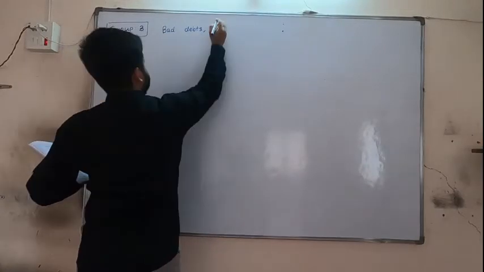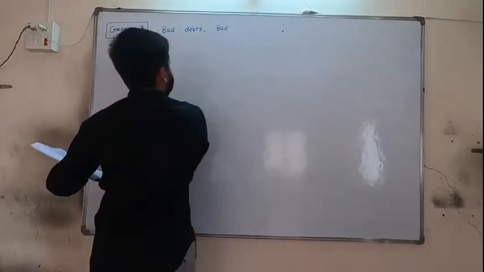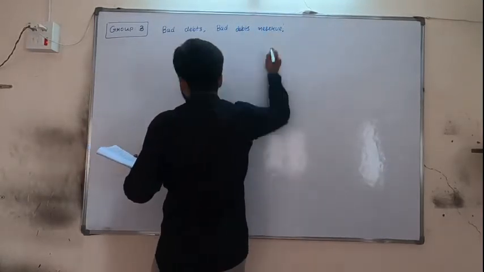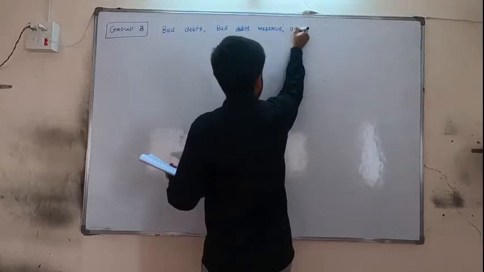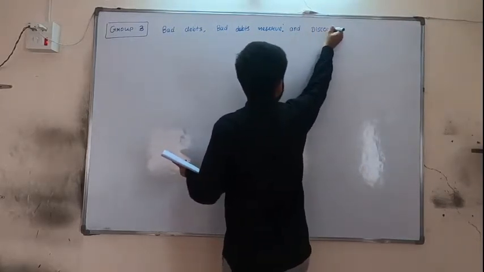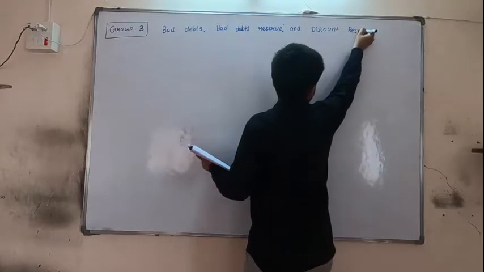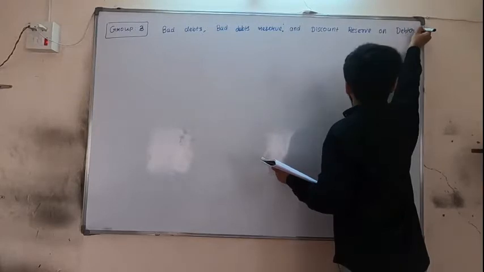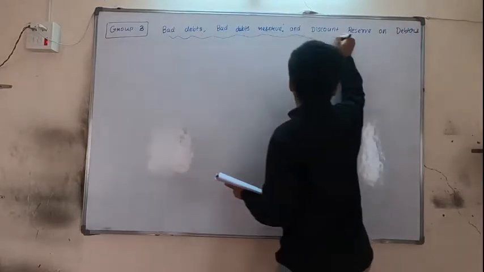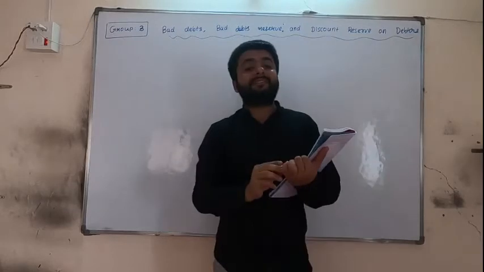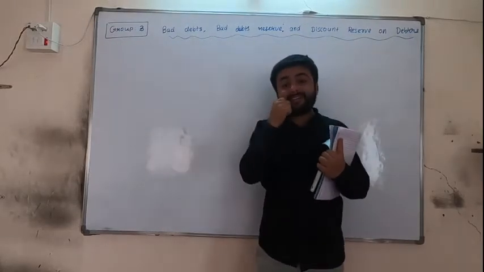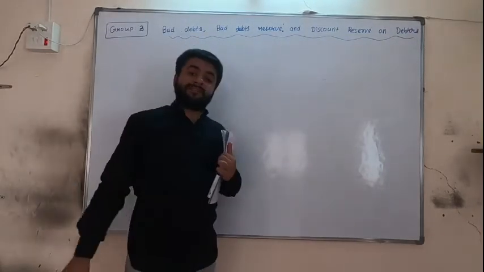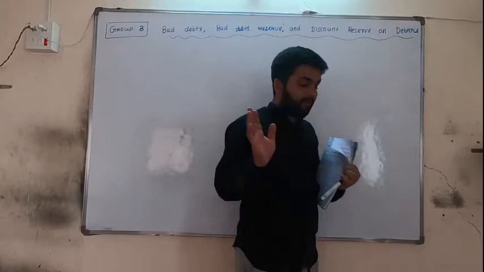Bad debts, bad debts reserve, and discount reserve on debtors. Friends, we are talking about debtors. So the hint is simple. One effect will be given in debtors itself. Very easy to remember. We are talking about all the reserves and bad debts on debtors, so one effect will always be on debtors.